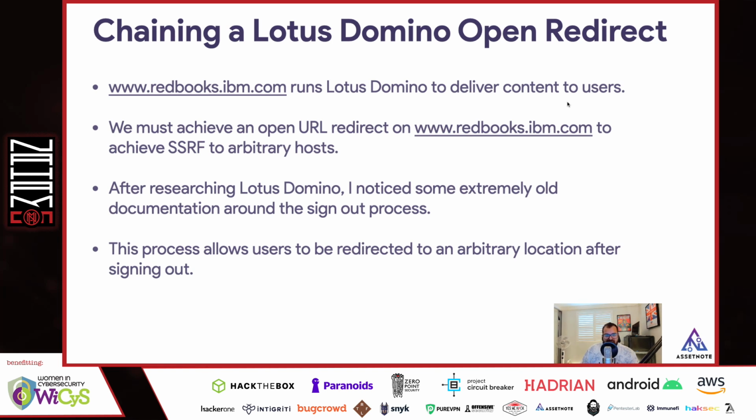We realized that redbooks.ibm.com runs a software called Lotus Domino to deliver content to users. If we achieved a URL redirect on this subdomain, we'll be able to achieve SSRF on arbitrary hosts. And after researching this software, Lotus Domino, we realized that there was some pretty old documentation around the sign-up process. This sign-up process allowed you to redirect people to arbitrary locations after signing out.